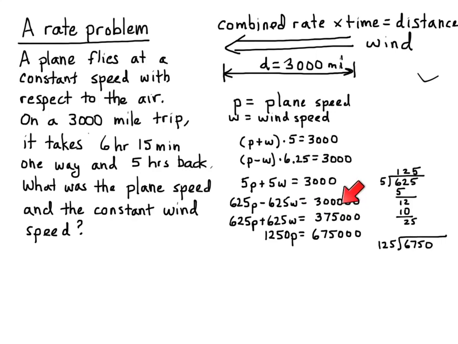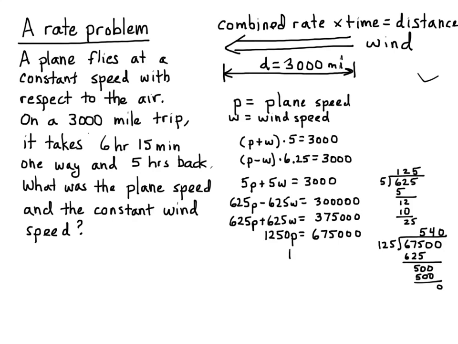So when I add the two together, my wind component drops out, and so I just get 1,250p equals 675,000. And so then I'm going to drop a 0 off of both of these. Okay, so I'm just going to do my long division, 125 divided into 67,500. And so when I do my division, I get 540. So my plane speed is 540 miles per hour.